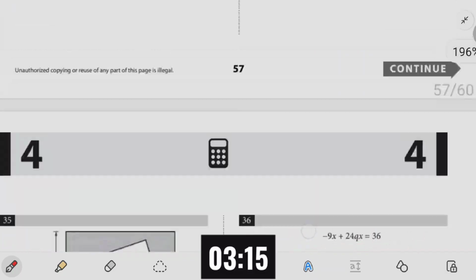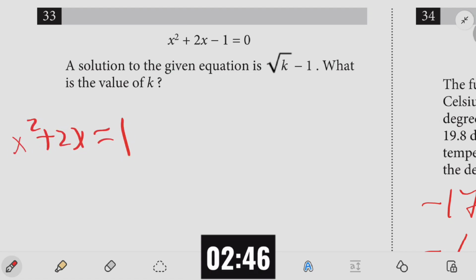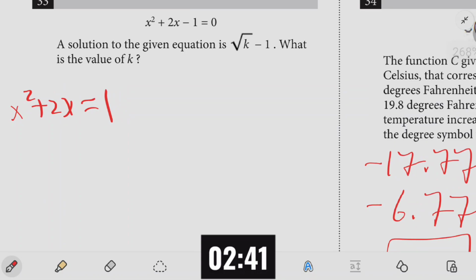I don't know how much time I have left, but I believe I have four more minutes left. What is the value of k? What is the value of k? Okay. That's the answer.